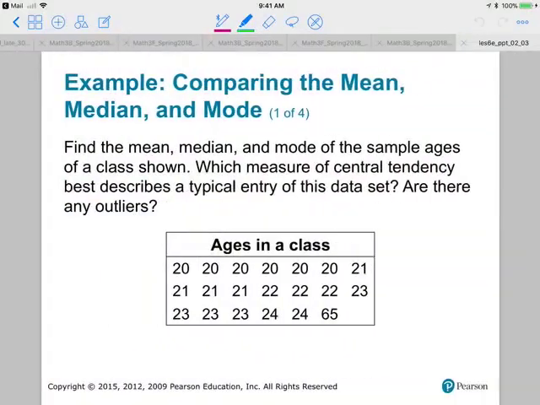Okay, so let's work with this concrete example. This is just a little small concrete example for us to practice comparing the mean, the median, and the mode. Now, pause and read.